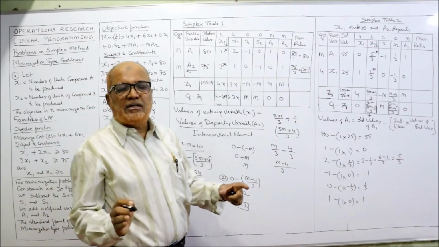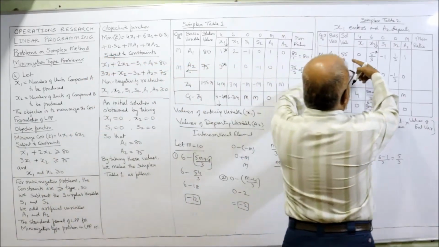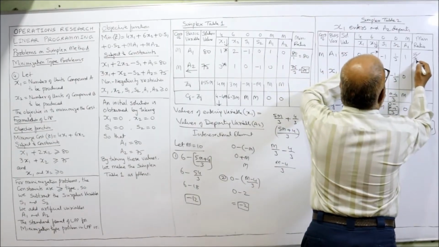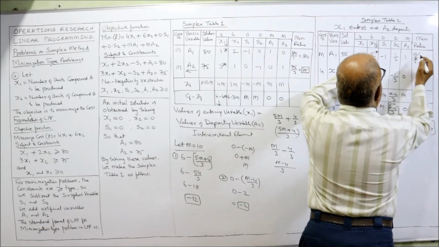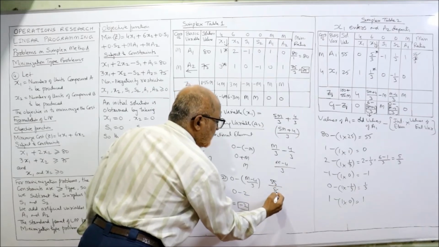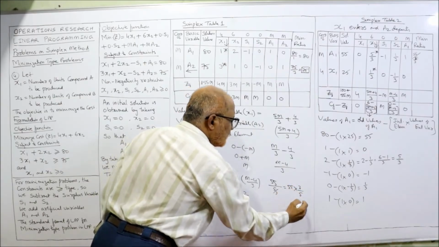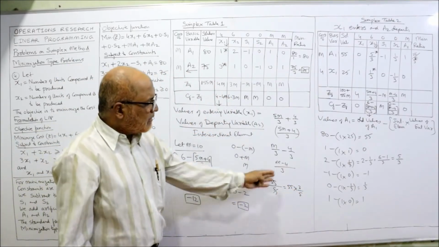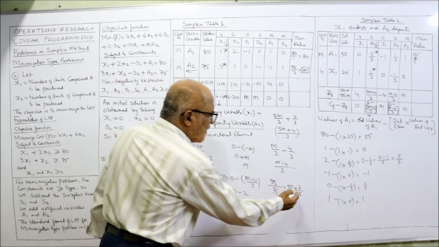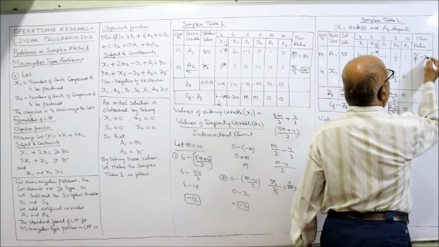Now which variable will depart? It depends on minimum ratio: solution value divided by intersection variable. Solution value 55. 55 divided by 5 by 3 can be written as 55 into 3 by 5, because when division is converted into multiplication, it becomes inverse. So 5 by 3 will become 3 by 5. 5 ones are 5, 5 11s are 55, so 11 3s are 33. So here you are getting 33.